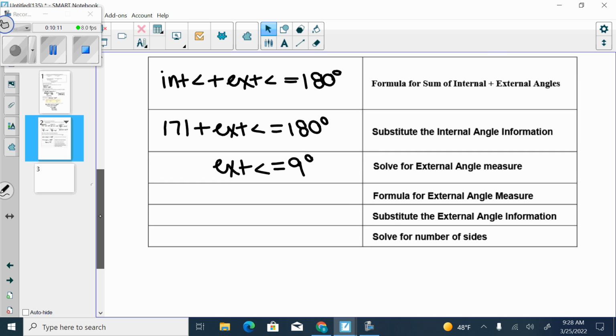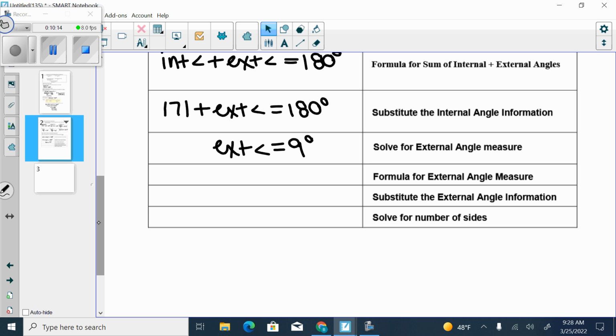Okay, speaking of number of sides, they then want us to write out what the formula for external angle measure is. So how do we find each external angle? 360 divided by what? Divided by how many sides? Yes, that is. Okay, they then want us to substitute the external angle information. Well, I know now that the external angle is 9, right? So 360 over n is apparently equal to 9.